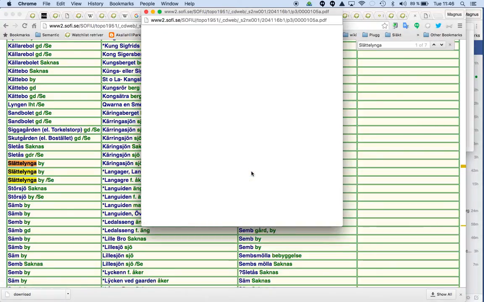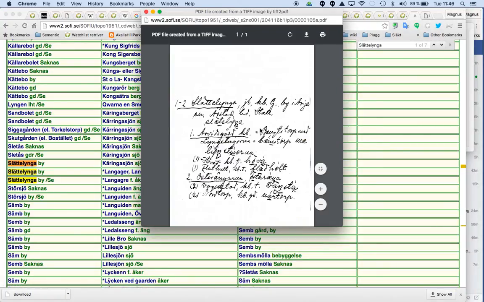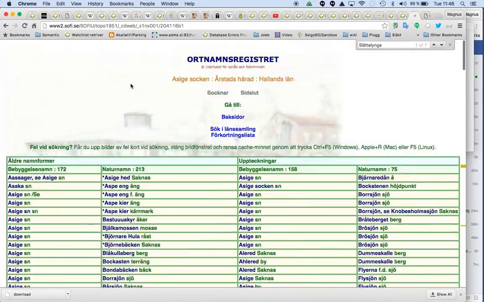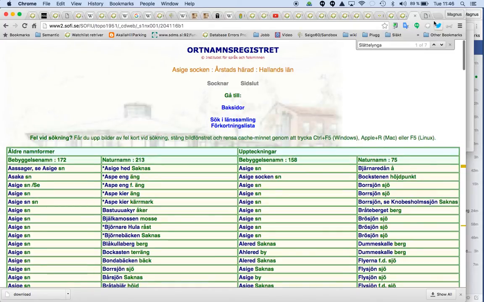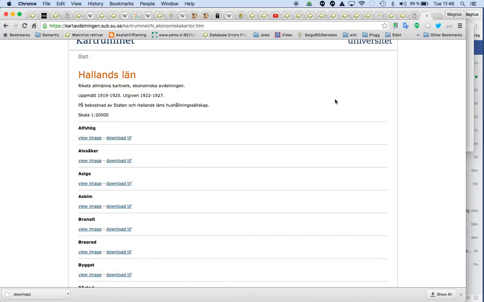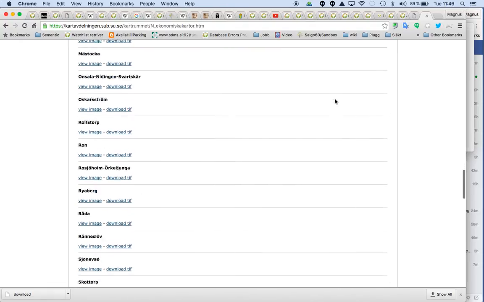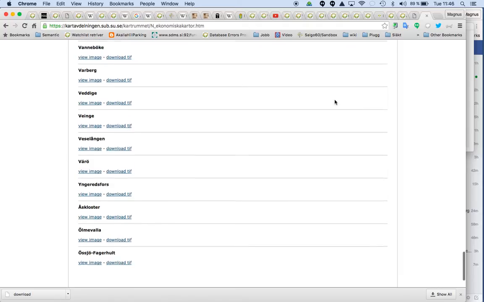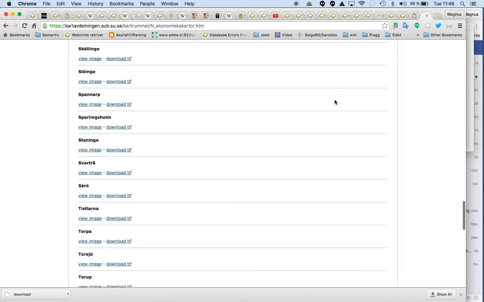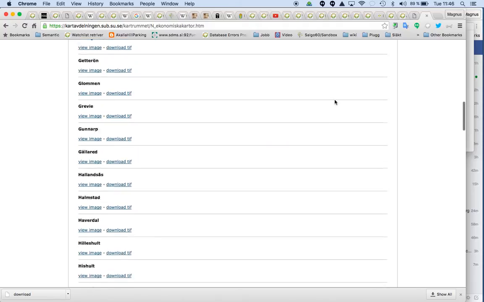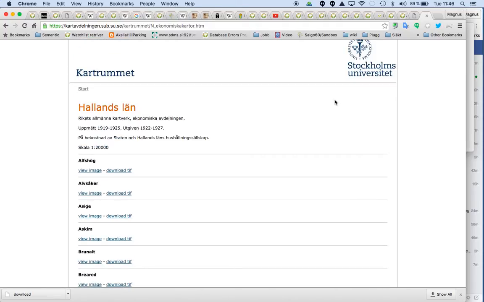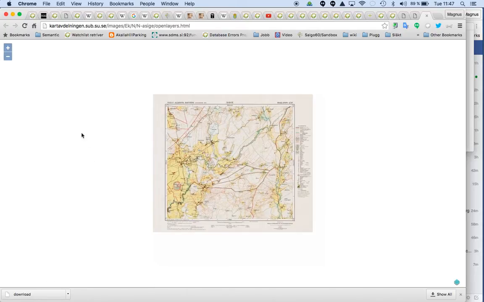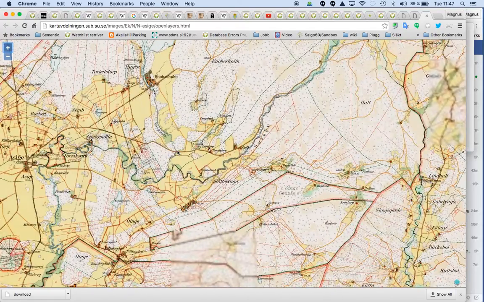So here it says a small village in Arjesocken, and now we are in Årstads härad, and back to this, and then we should see if we can find a map for Årstads härad. Sige, they don't have it. Yeah, so now we have a map from 18 something.